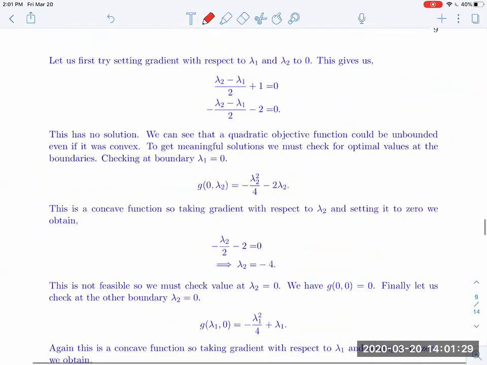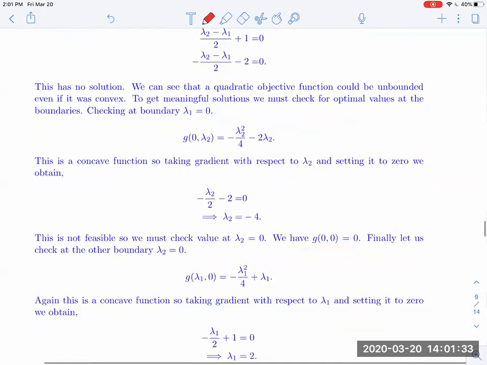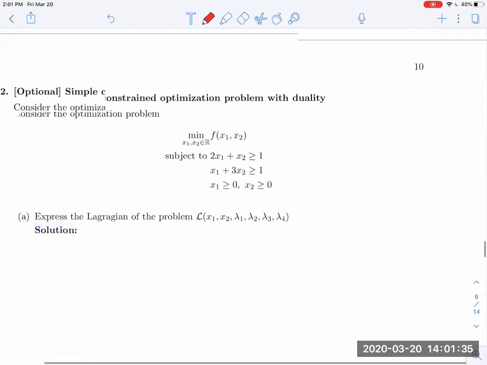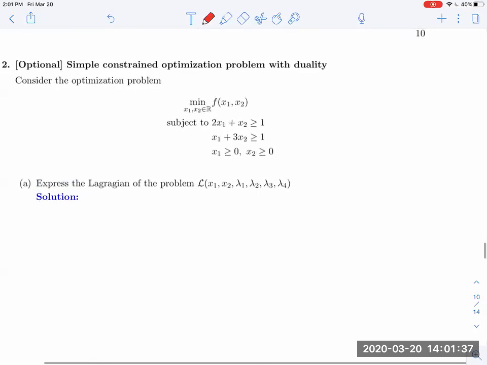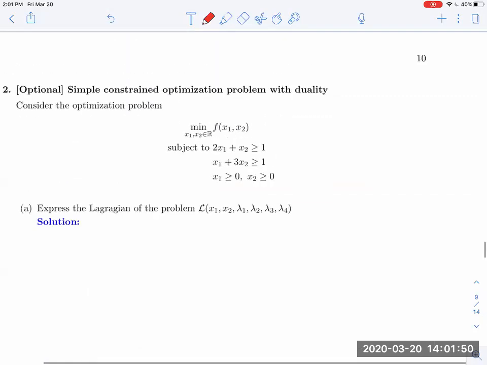Okay, so the solution is given here. I'll also upload this to Piazza once I'm done with this. And part 2 applies the same techniques to a different problem, which you have solved before by using the geometric interpretation with level sets. It's a good exercise to try and solve this using the KKT and duality framework now, and you should get the same answers. And yeah, that's pretty much it.